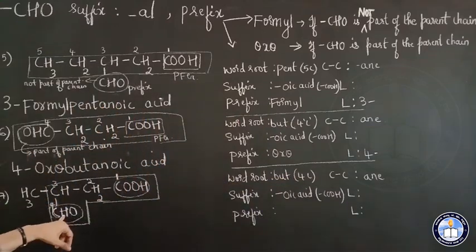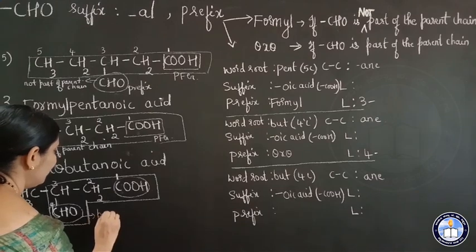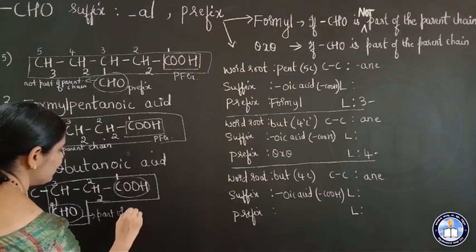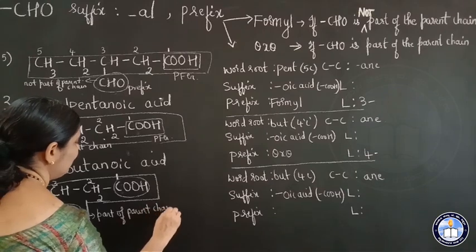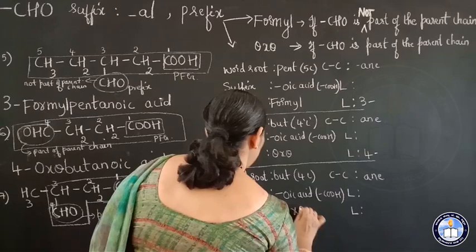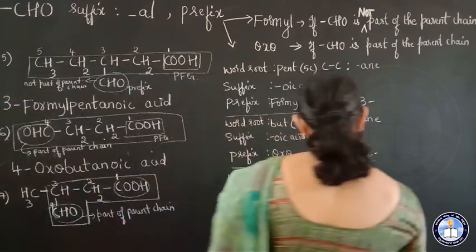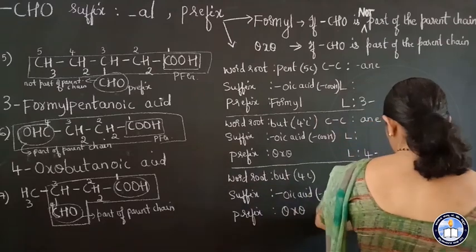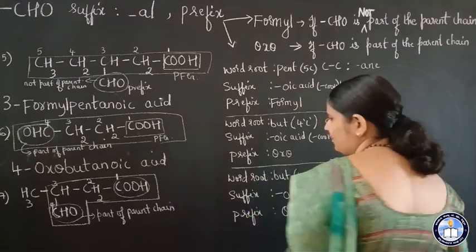Then prefix CHO. Now this group, it is part of the parent chain, it is included in the parent chain, isn't it? Part of parent chain. So what will be the prefix here? Prefix is oxo. And locant, same, it is 4. Carbon atom of CHO. So locant is 4.